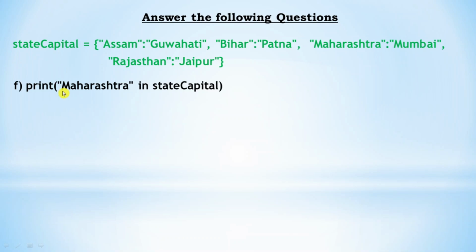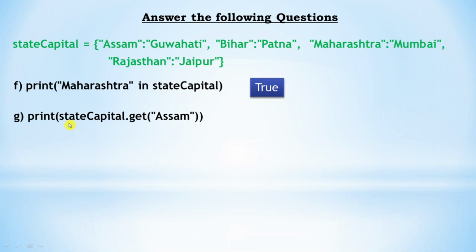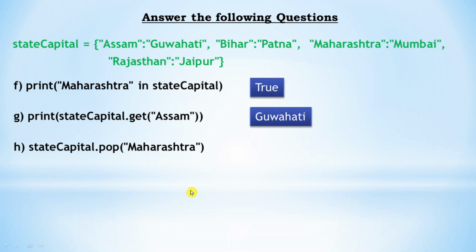Next question is, print Maharashtra in state capital. This statement checks whether Maharashtra is present in the dictionary. Since it is present, the output will be true. Then next question, state capital dot get Assam. The output will be Guwahati. Next question is state capital dot pop Maharashtra. This statement removes the item Maharashtra from the dictionary and also returns the value Mumbai as output.